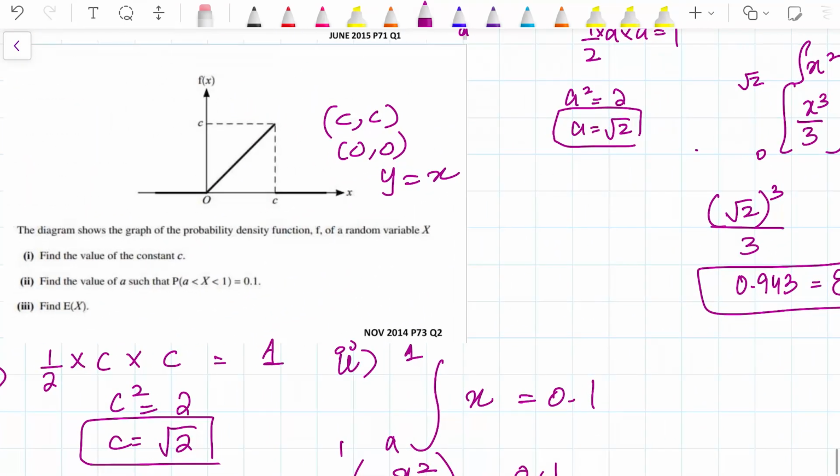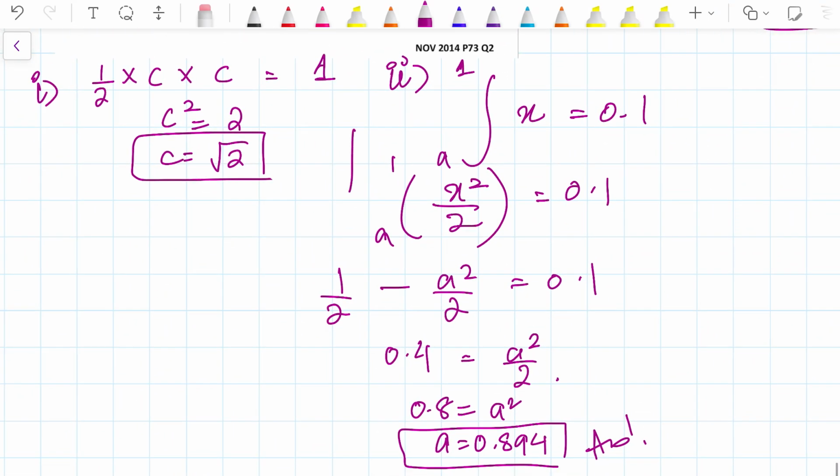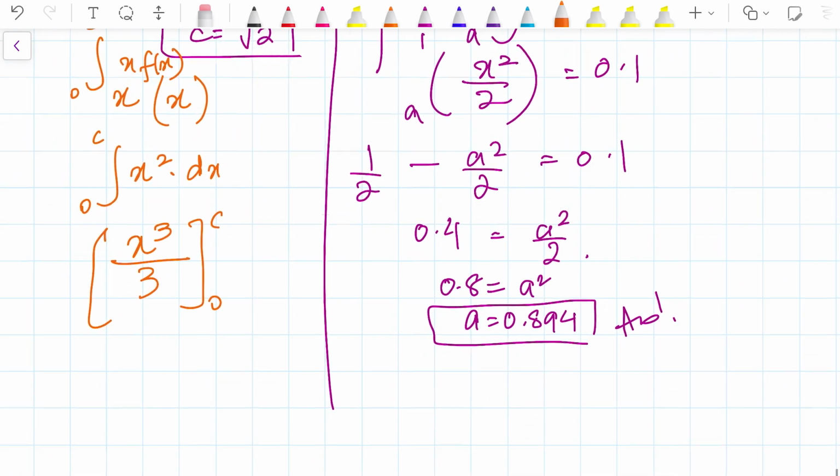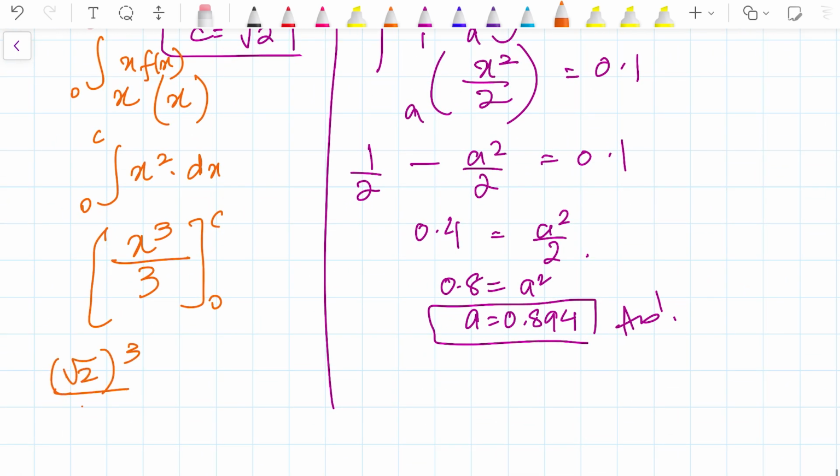Now the last part says find the expectation. So you know for the expectation, we need to multiply the function by x. Then we need to integrate it with full limit. Full limit is c and 0. So this is x square, limits c and 0, dx. Integrate kar diya. Now c and 0. C is under root 2. So under root 2 cube divided by 3 gives you 0.942. That's going to be my expectation.